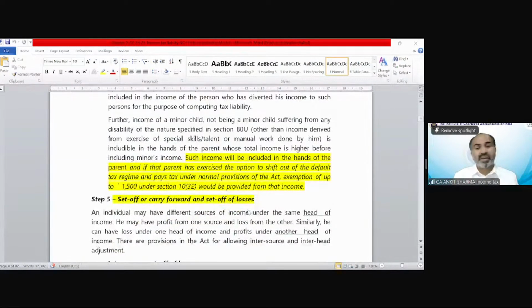Then we have set off and carry forward and set off of losses. In case of set off or carry forward and set off of losses, if I ask you how many types of losses are there? It's a very interesting question. How many types of losses are there for the purpose of carry forward and set off? Listen carefully. I am not asking the nature of losses. I am asking you kindly tell the types of losses on the basis of their carry forward provisions. The different kinds of losses on the basis of their carry forward provisions.